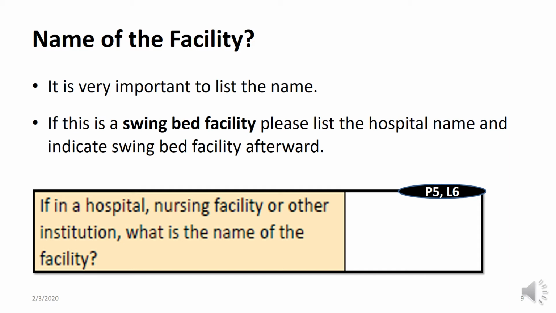If this is a swing bed facility, please also list the hospital name and indicate swing bed facility afterward. A swing bed facility is an alternative to prolonged acute hospitalization or short-term nursing facility placement for post-acute extended care. The swing bed program provides skilled nursing care and rehabilitation services. If you're not sure, ask the facility if they were considered a swing bed facility during any time of the individual's time with them.